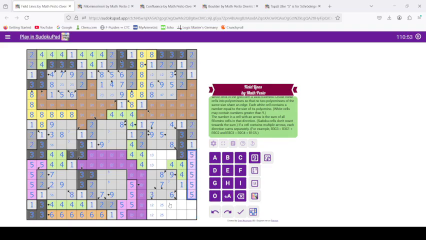Where did I go wrong? 4, 3, 7. Because this can't be 5 or 1. Otherwise, this thing has to get out.